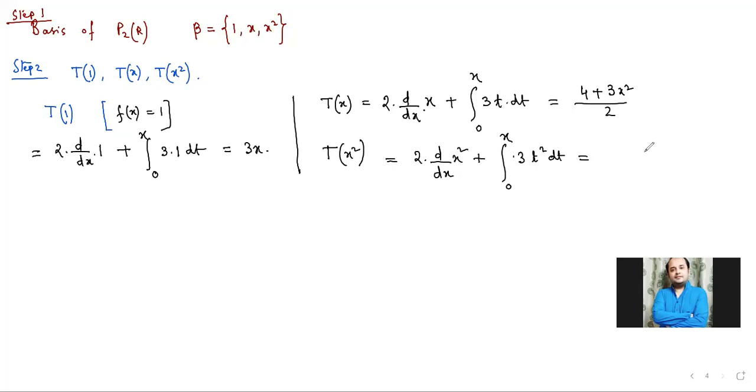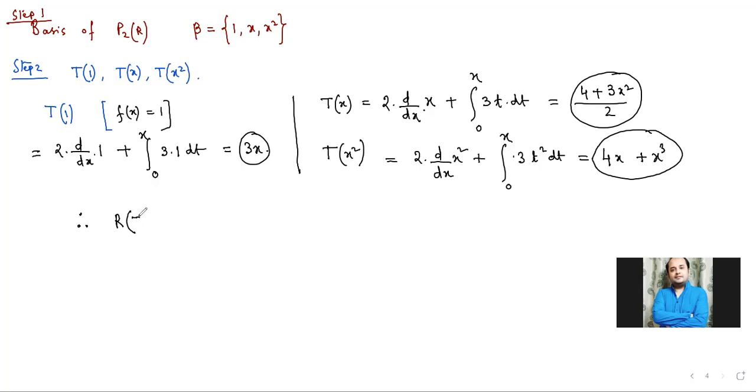4x plus x cube. Now all these polynomials, this one, this one, this one, this is a first degree polynomial, second degree polynomial, cubic polynomial, all will belong to P3R. Therefore, RT is equal to span of these members: 3x, 2 plus 3x square by 2, 4x plus x cube.